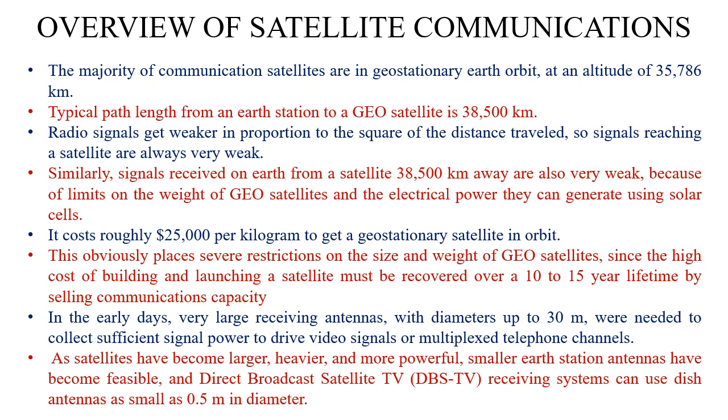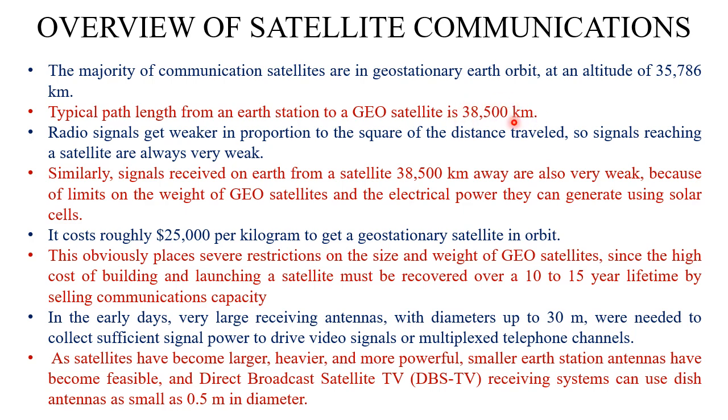Let us try to understand some overview of satellite communication system. A majority of communication satellites are in geostationary Earth orbit with an altitude of 35,786 km or nearly 36,000 km. Typical path length from an Earth station to a geostationary satellite is nearly 38,500 km. Now, radio signals get weaker in proportion to the square of the distance traveled. So, signals reaching a satellite are always very weak because of this large distance.